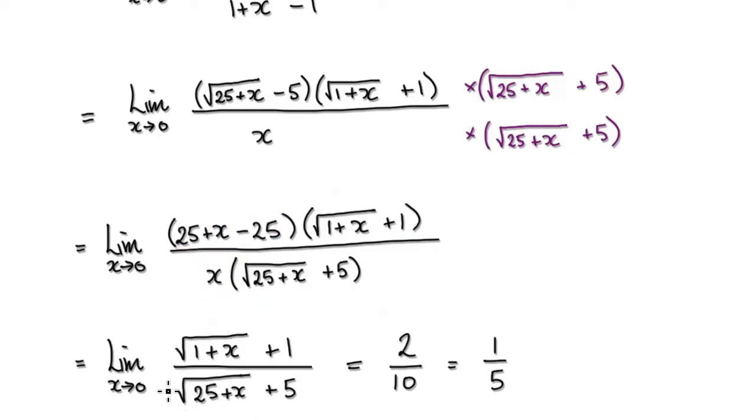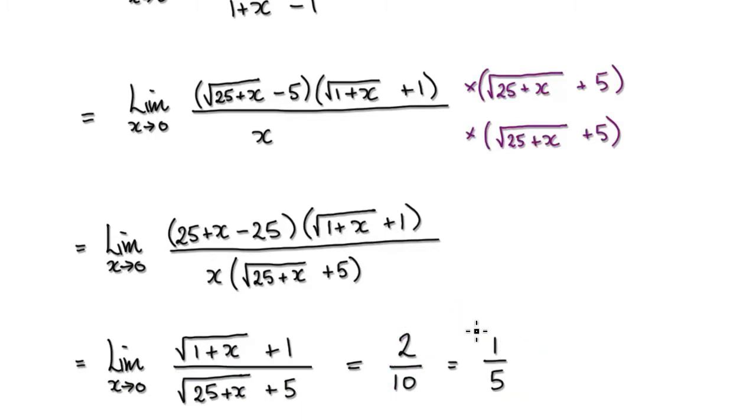Now you can put 0 into here and nothing breaks down, because when you put 0 into the x, 25 plus 0 will be 25, square root it will be 5, plus 5 it will give you 10. Put 0 into this x here, the numerator will become 2. Simplify this. The limit is actually a fifth.